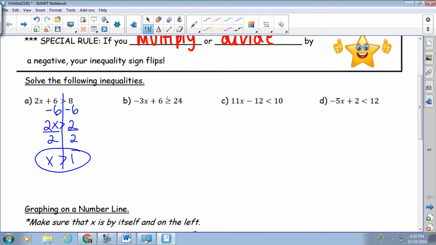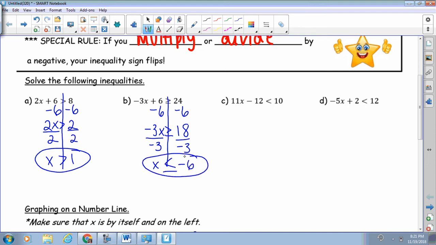Here, first thing I'm going to do is subtract 6. So I get negative 3x is greater than or equal to 18. I'm going to divide by negative 3. So x is less than or equal to negative 6.